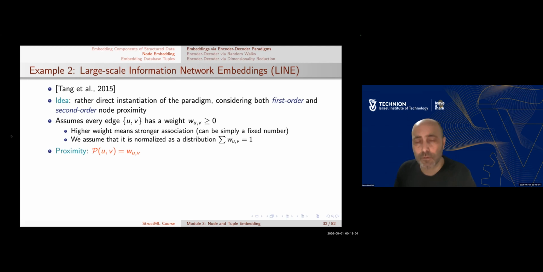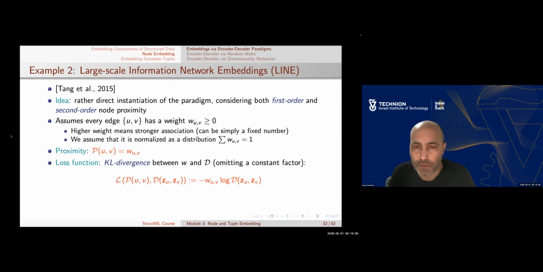Why so? So the proximity is going to be this weight. That's very simple. The loss function is going to be to look at this P as a distribution, look at D as a distribution, and compute proximity between two distributions like KL divergence. And this is the term that you would use in the KL divergence between two distributions: minus the first probability times log of the second probability.